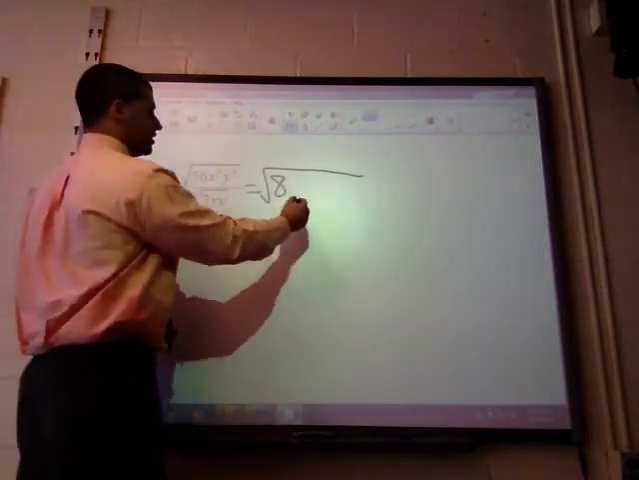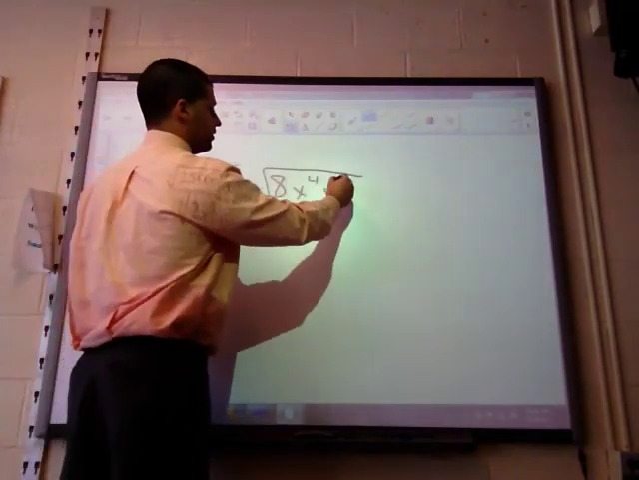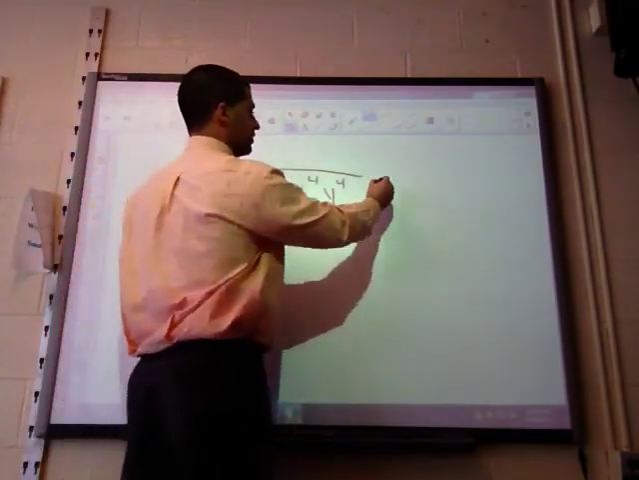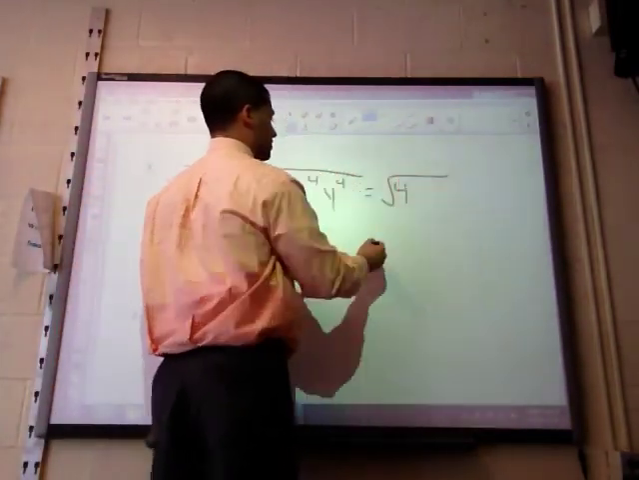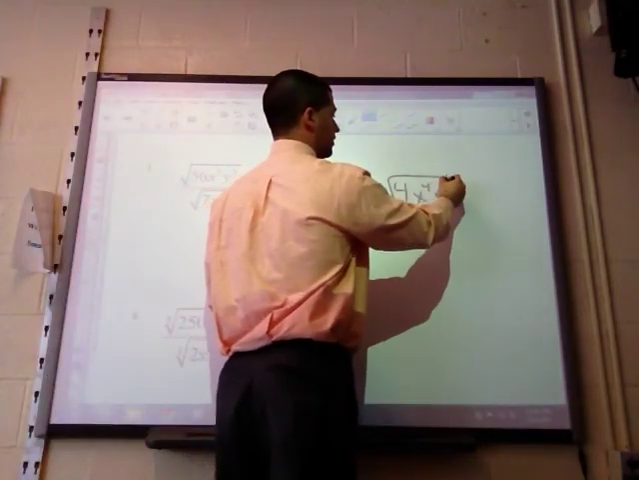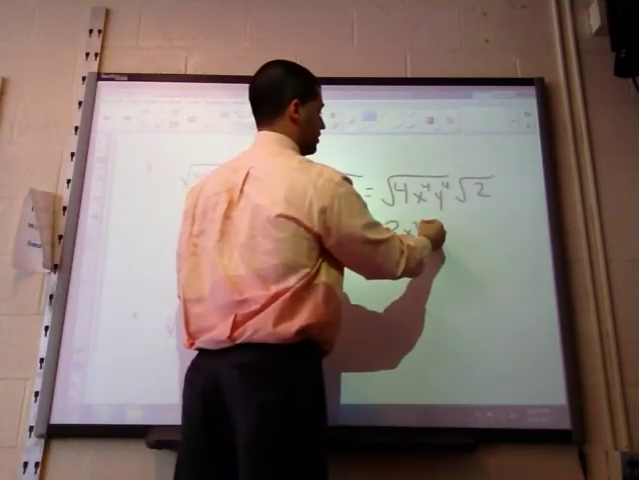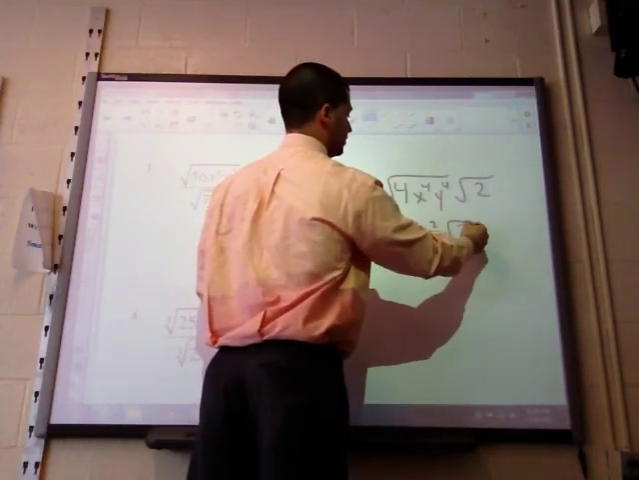X to the 5th over x is x to the 4th. Y to the 5th over y is y to the 4th. So we'll take out perfect squares. That's 4, the biggest perfect square going into 8. X to the 4th, y to the 4th, and we're left over with a radical 2. That simplifies to 2x squared, y squared, radical 2.